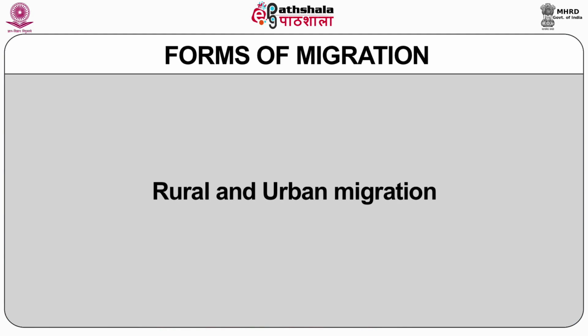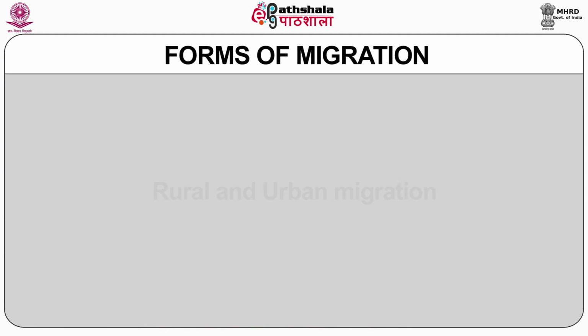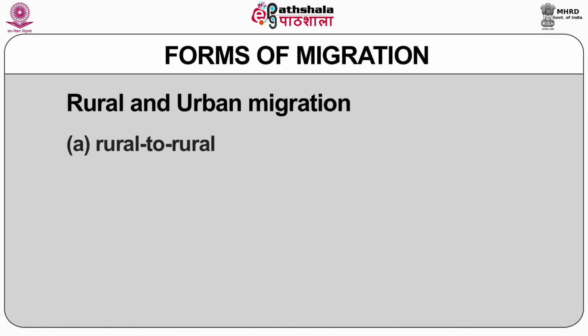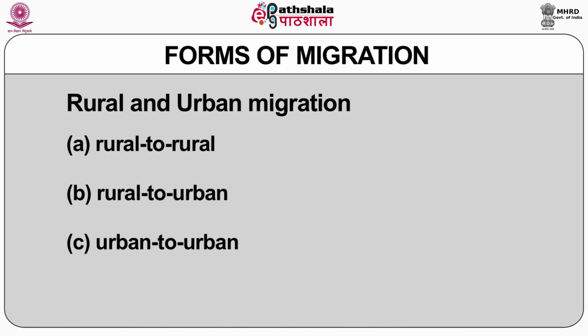Rural and urban migration. Internal migrants are commonly classified into the following four migration streams: A. Rural to rural. B. Rural to urban. C. Urban to urban. D. Urban to rural.